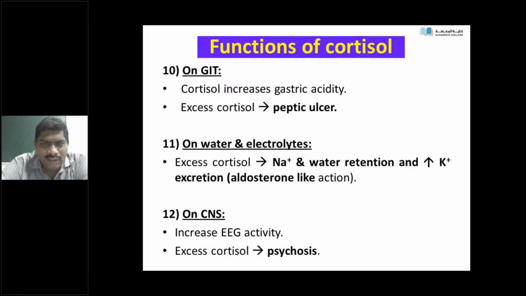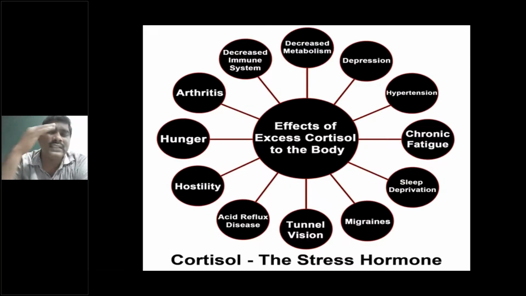Then coming to cortisol. Effect of cortisol on cardiovascular function: it increases myocardial contractility and vasoconstriction due to the enhancement of the catecholamine effect. This is called the permissive effect of cortisol. And then, as always, this is a repeated point.